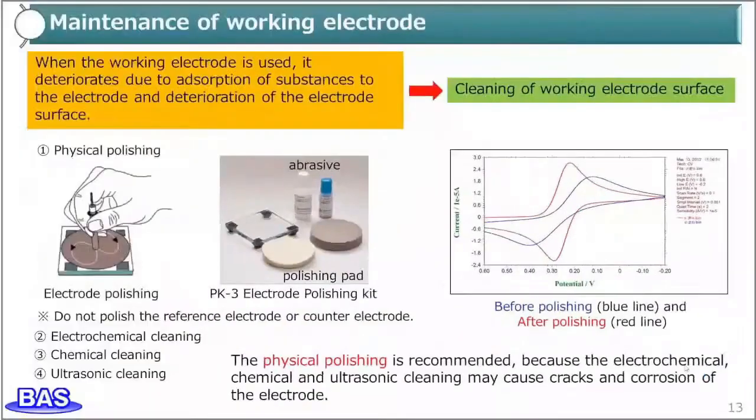If a working electrode is used, it will gradually deteriorate due to the adsorption of substances to the electrode and deterioration of the electrode surface. Therefore, it is necessary to clean the surface of the working electrode before the electrochemical measurement. The cleaning methods are as follows: physical polishing of the electrode, chemical cleaning, electrochemical cleaning, ultrasonic cleaning, and so on.